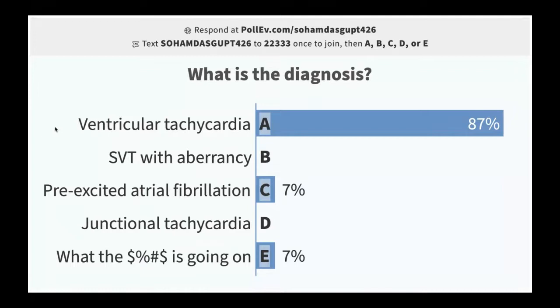So 87% think this is VT, 7% think this is pre-excited atrial fibrillation, and 7% chose option E, which is a reasonable option in this case. All right, 5 more seconds and we'll move on. Okay, so we have a winner. It looks like 88% think this is VT. In this case, this is not actually VT, and I'll show you why.